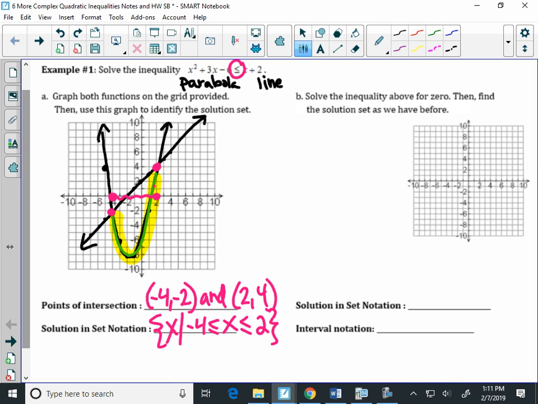The second way I want to look at is I want you to solve this original inequality for 0. All right, so let's rewrite the original, and then we'll talk about what that means. If I'm going to solve this for 0, that means I'm going to get one side of the inequality equal to 0. It does not matter which side. So what's going to be easier to move here? X plus 2.